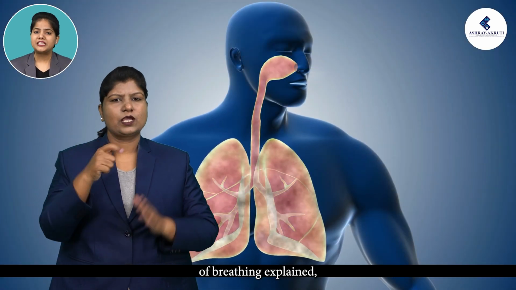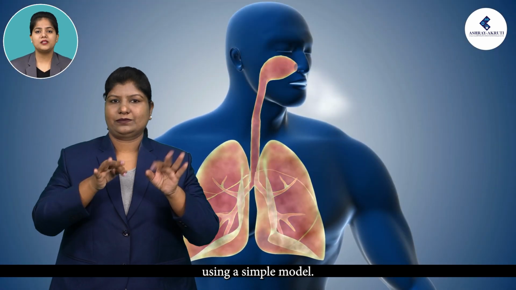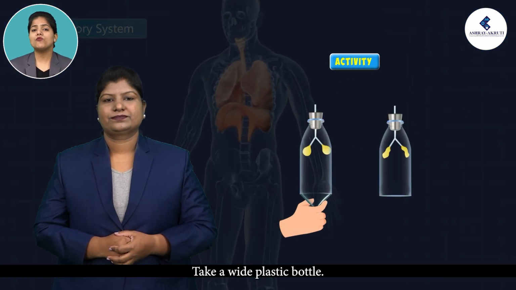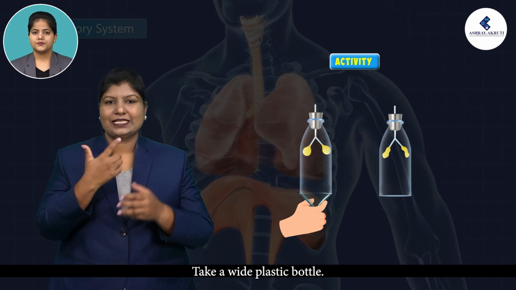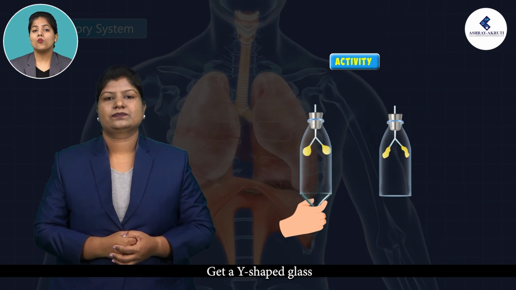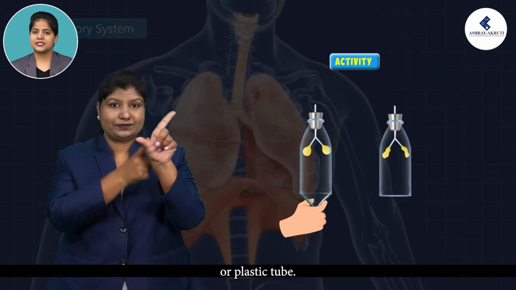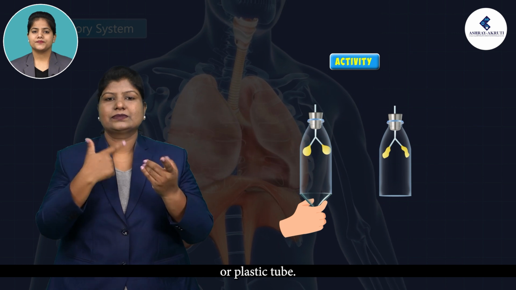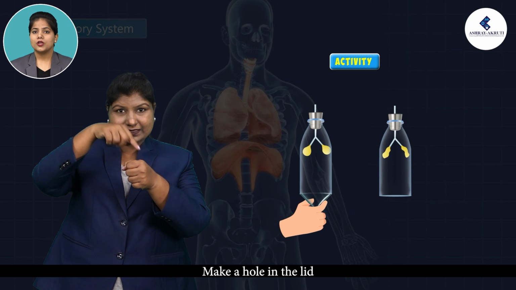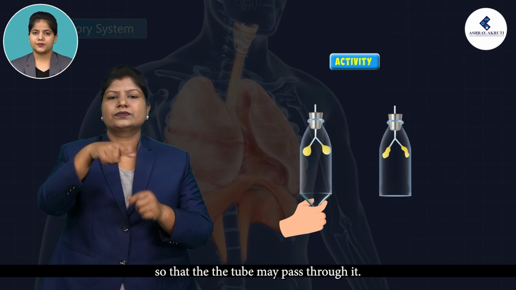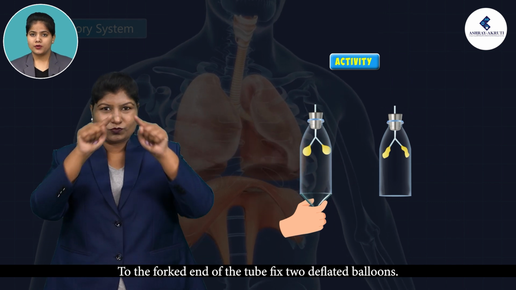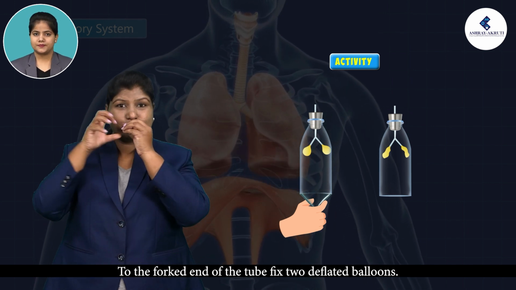Understand the mechanism of breathing explained using a simple model. Activity. Take a white plastic bottle. Remove the bottom. Get a Y-shaped glass or plastic tube. Make a hole in the lid so that the tube may pass through it. To the fork end of the tube, fix 2 deflated balloons.